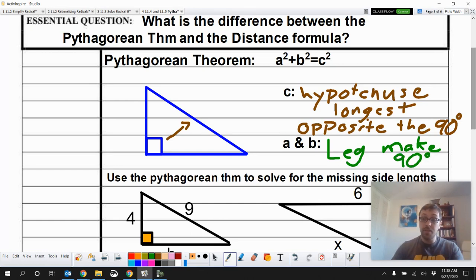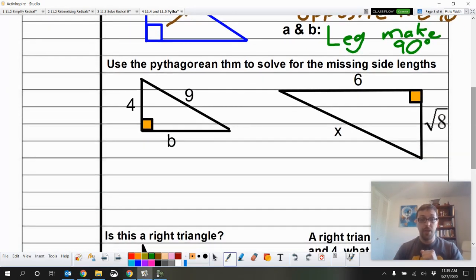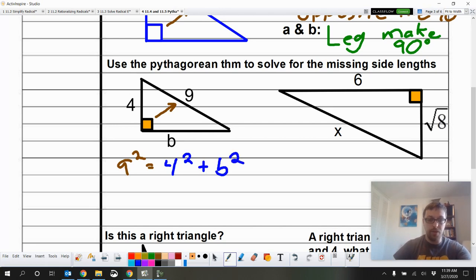So we're going to use this Pythagorean theorem to find missing sides of triangles. We've got two of our sides: a leg and the hypotenuse. I can tell that this is the hypotenuse because it's across from my 90 degrees. So I always write that one first, and then it's going to equal my other two sides being squared. Those two are our legs, 4 squared and b squared. We want to figure out what that missing side is, so we've got to do a little solving.